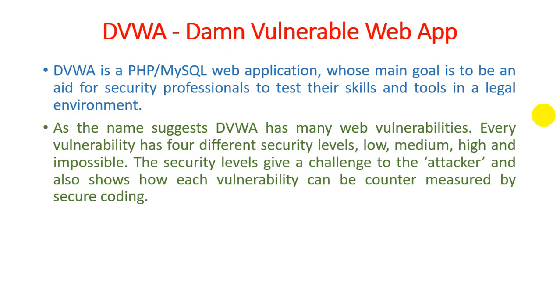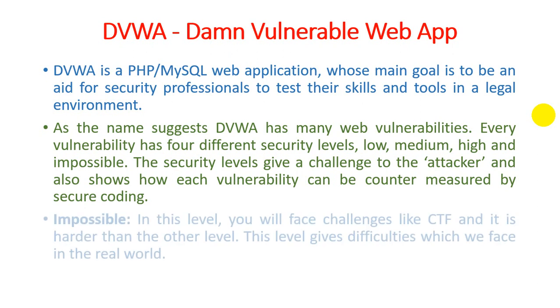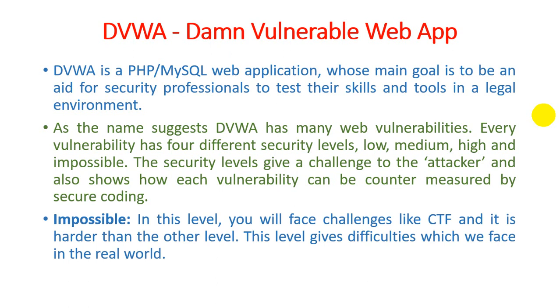The security levels give a challenge to attackers, or hackers, or security professionals, and also show how each vulnerability can be countered by secure coding. They are doing black box testing, meaning they don't know the implementation of the websites, they are just verifying functionality developed by the developers. First we are discussing the level of security known as impossible.